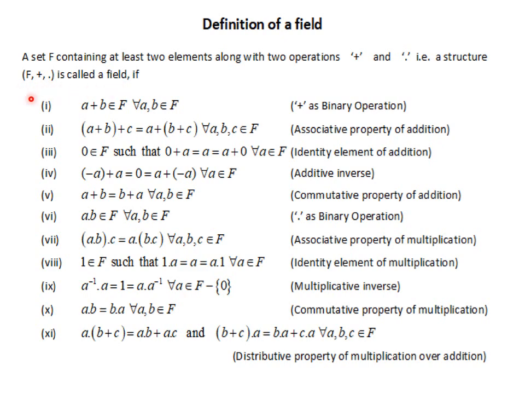For that, in total 11 constraints are to be satisfied, and their names are also mentioned. These are simple constraints to understand. Number 1, a plus b belongs to F for all a comma b belongs to F, that is, plus or the sign of positive as a binary operation.